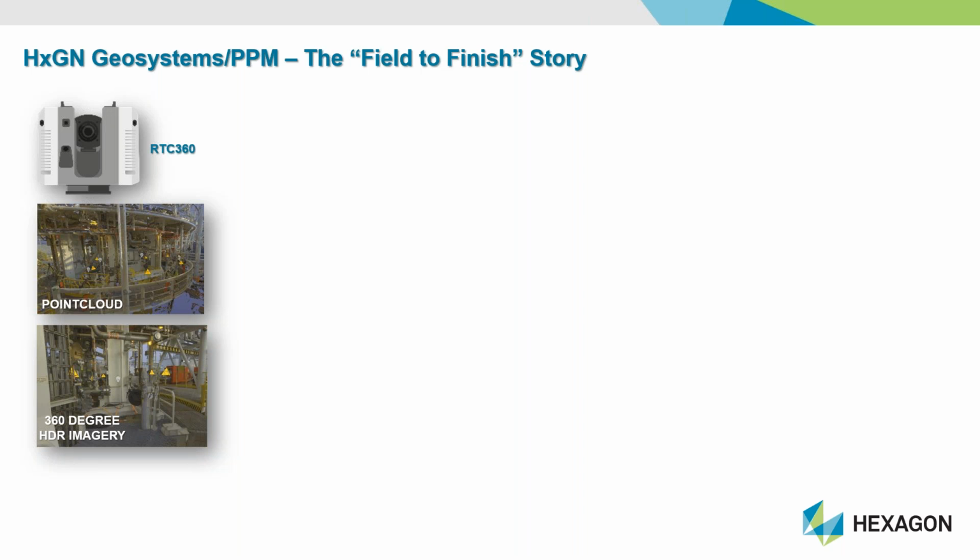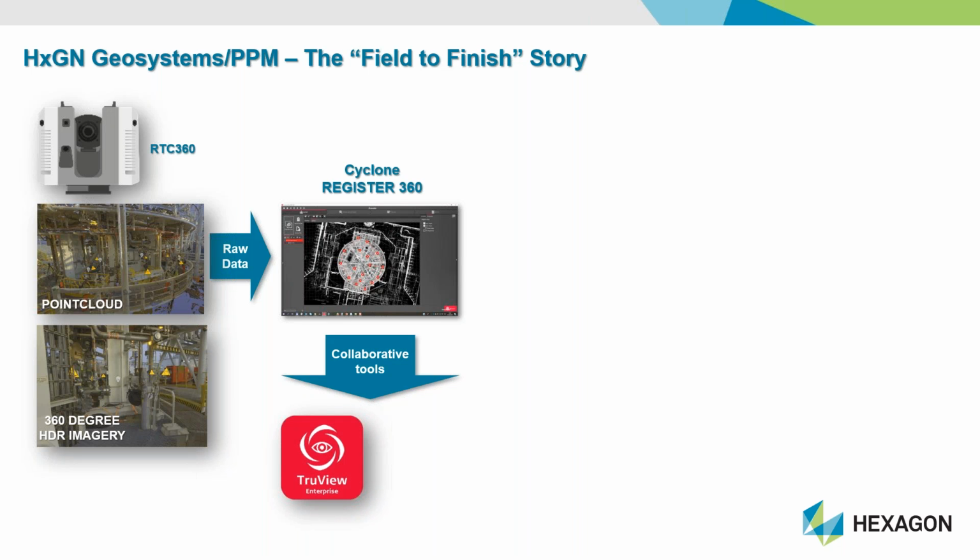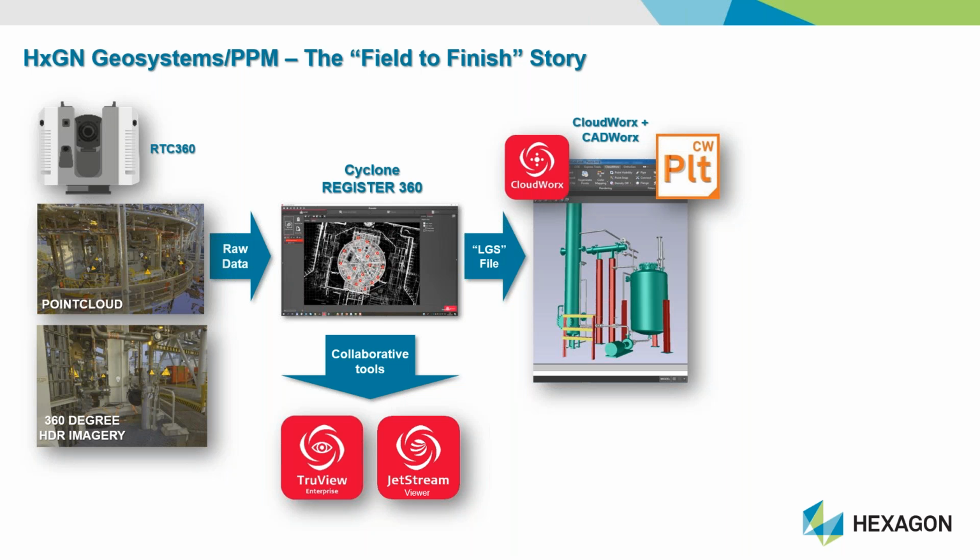What I wanted to do up front is tell you what you're going to see today, and make sure that you're aware of the whole story that we're going to tell, because Paul's session is particularly useful. So we're going to look at the RTC 360, the generation of point cloud data in this rich HDR 360-degree panoramic imagery. Look at processing that data in Cyclone Register 360, and some of the collaborative tools you can push out the back end, so things like TrueView Enterprise, TrueView Cloud data, or using our Jetstream viewer, viewing Jetstream data or LGS files. And the LGS files are also key to this workflow that Paul is going to talk about.